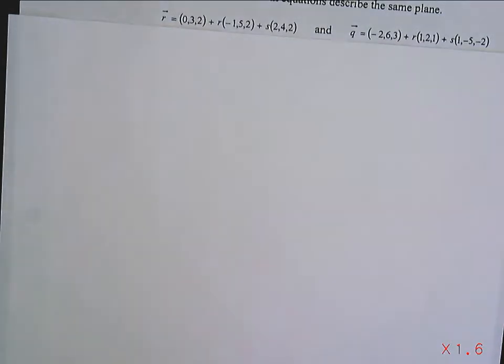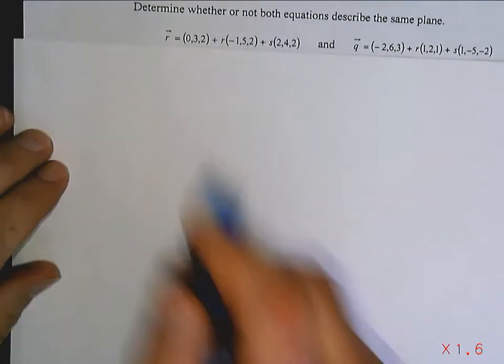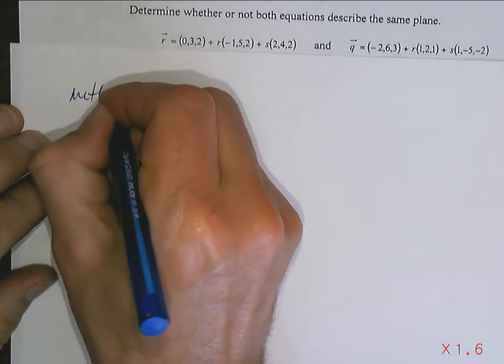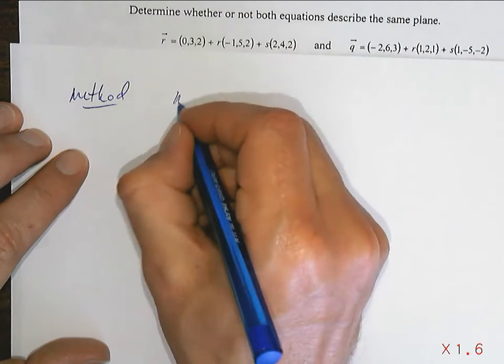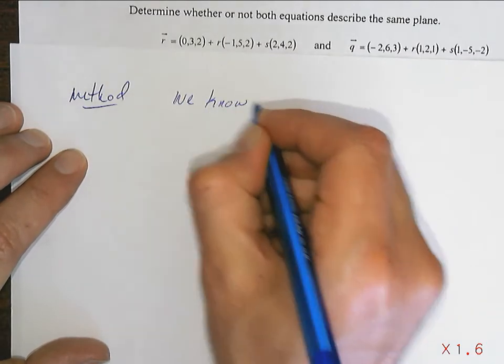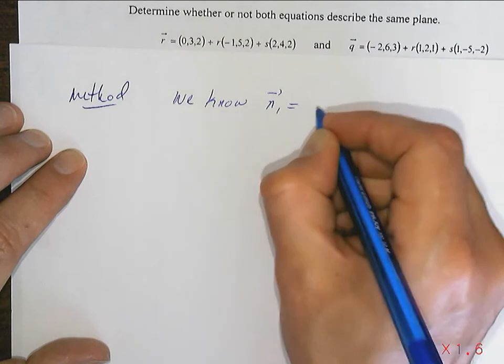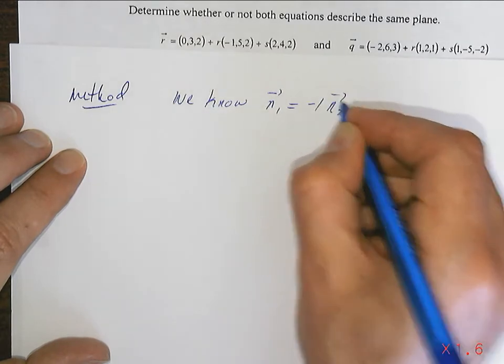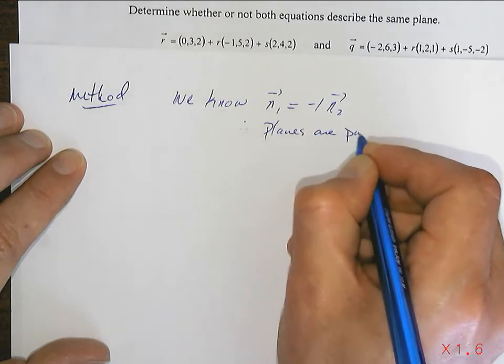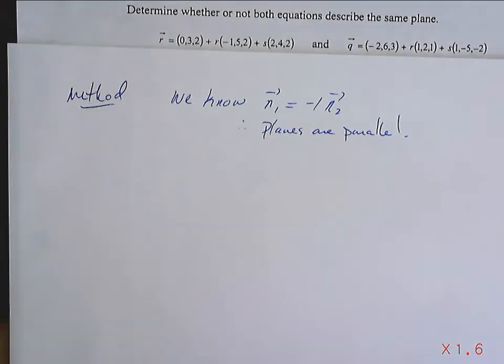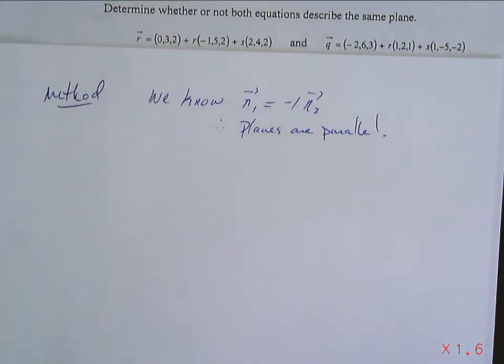Okay, here we are again, and we've got the same question. I'm going to do method 2. Always start with your normals, but we've already done the work with the normals, so we know normal 1 is equal to negative 1 times normal 2, which means that the planes are parallel. If you're confused on that, go back and watch the video just before this one, where we went through that argument in detail. So what we really need to know now is whether or not they share a point.